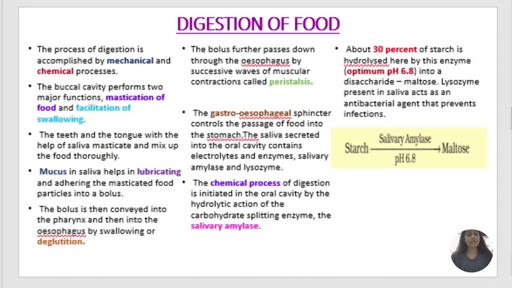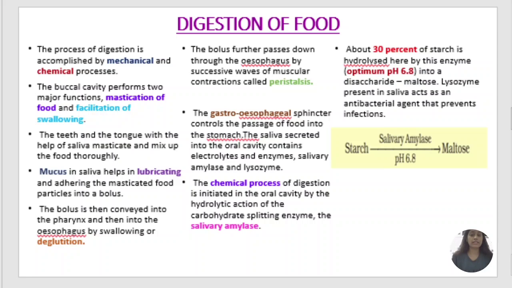The saliva secreted into the oral cavity contains electrolytes and enzymes, salivary amylase and lysozyme. The chemical process of digestion is initiated in the oral cavity by the hydrolytic action of the carbohydrate splitting enzyme, which is the salivary amylase. Now about 30% of the starch is hydrolyzed here by this enzyme, which has an optimum pH of 6.8, into a disaccharide, which is maltose.